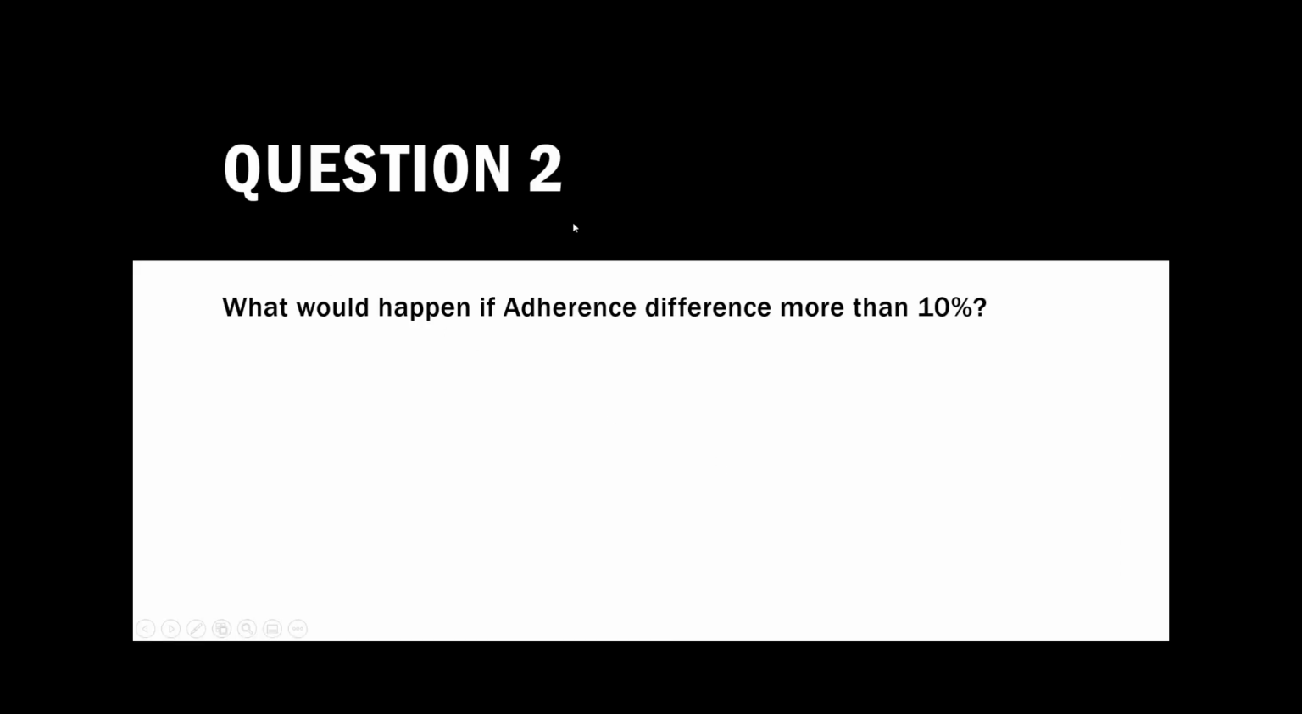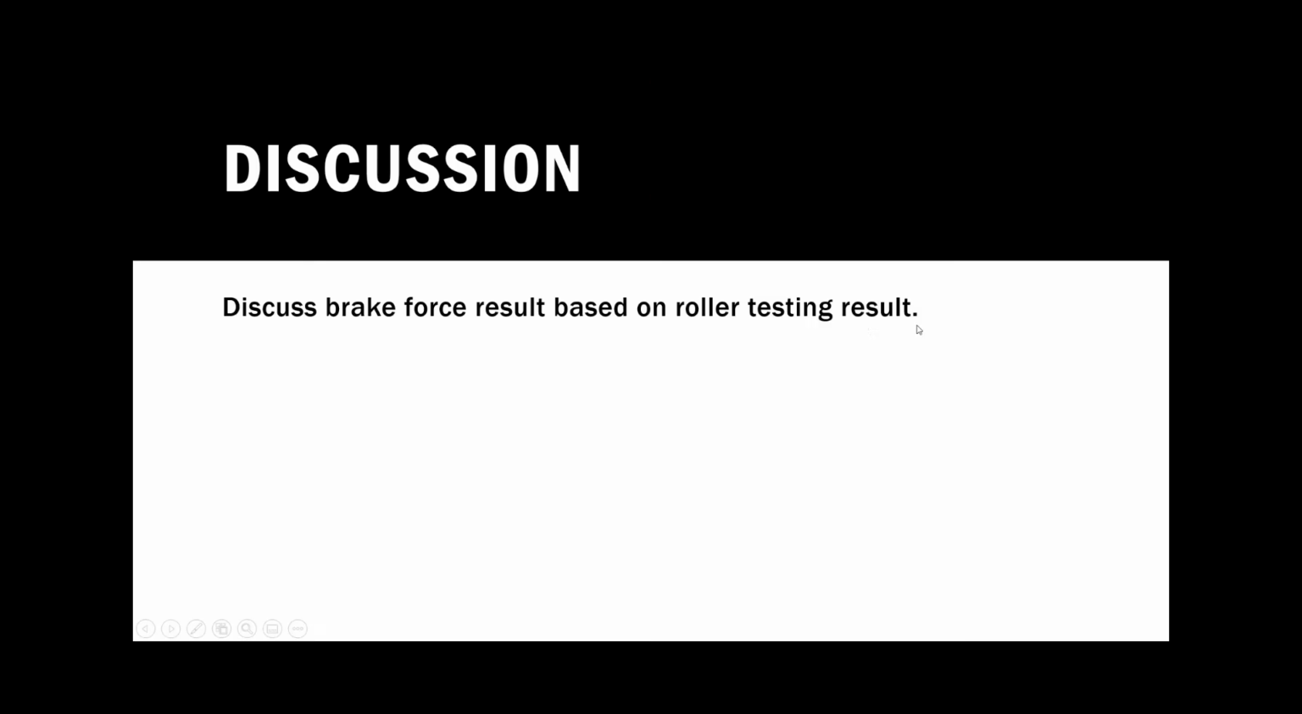So for question 2, what would happen if the adherence difference is more than 10%? Adherence here means the suspension and tire of the vehicle. So the handling and control of the vehicle will be affected, and you can see uneven tire wear, and the steering wheel will vibrate too. So it is dangerous to drive. It can cause an accident if the adherence difference is more than 10%.